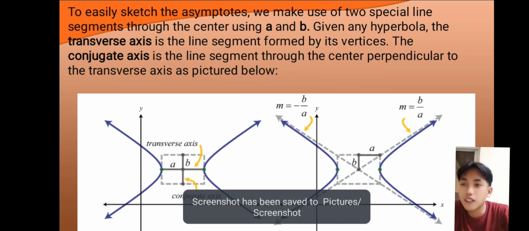So our asymptotes have a slope of positive or negative b over a. Always remember that the asymptotes of a hyperbola possess a slope of positive or negative b over a. Did you get it? So let's move forward.